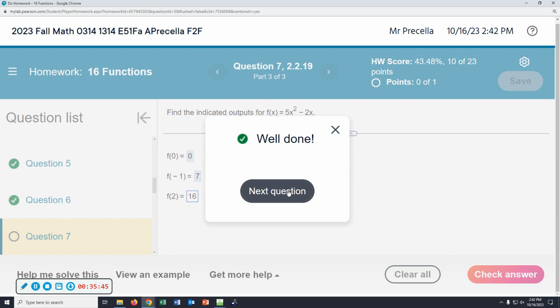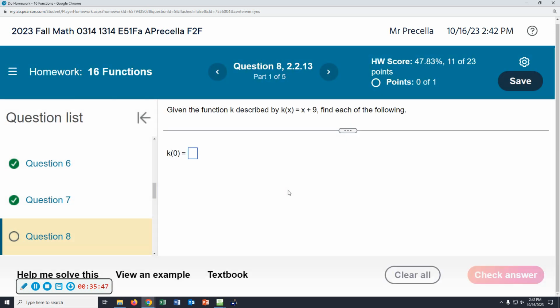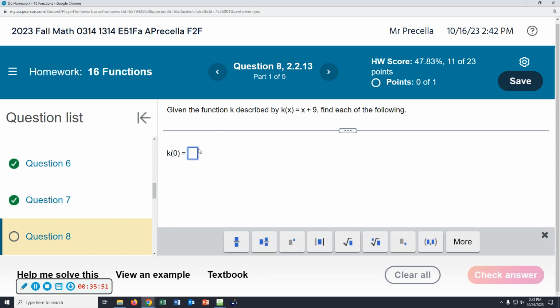Okay, there's quite a few of these. How many parts are on this one? 5. But I think the first one we can do without any writing. Notice it says for the function k. For some reason they're using a different letter instead of f, so don't let that worry you. Could y'all plug the 0 in without showing any work and get the answer? What's it going to be? 9, okay.